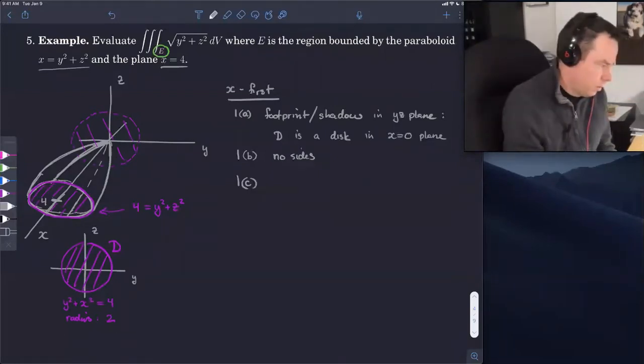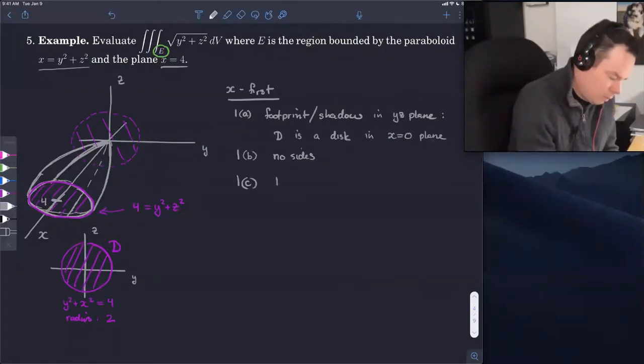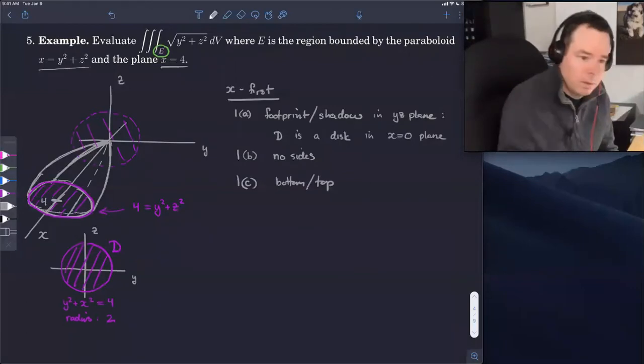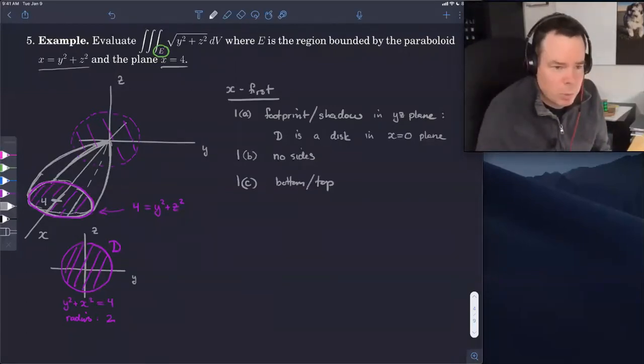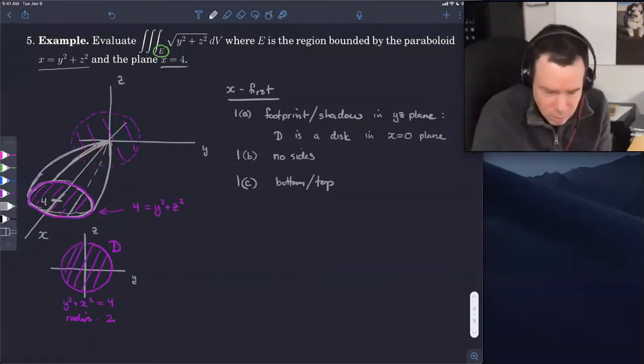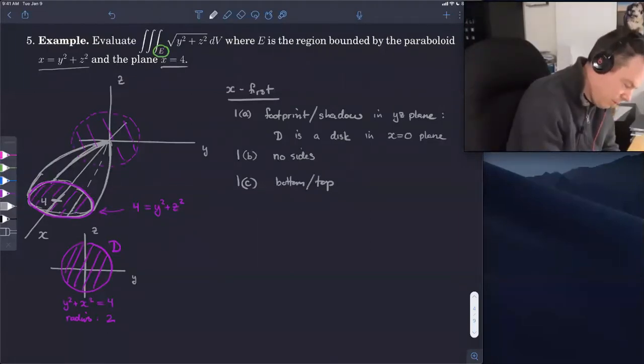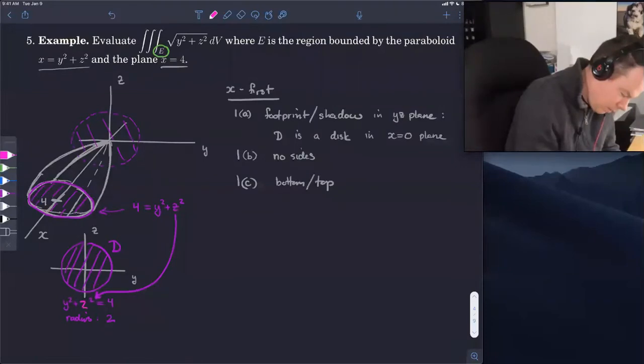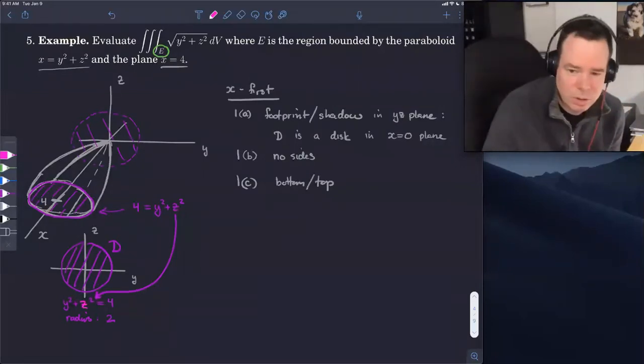1c, what is our top and bottom? Well, now again, it's about perspective. Did I write something wrong? Oh, yes, sorry, I did, thank you. That Z got transcribed incorrectly. That should be a Z there. Thanks for catching that.